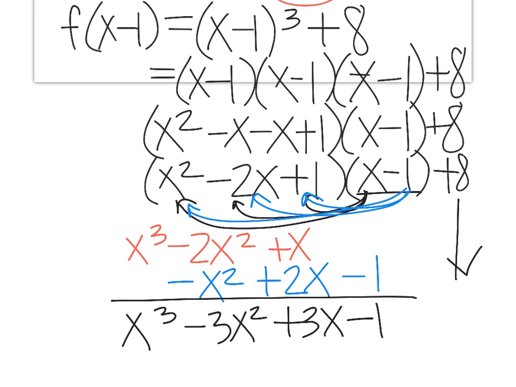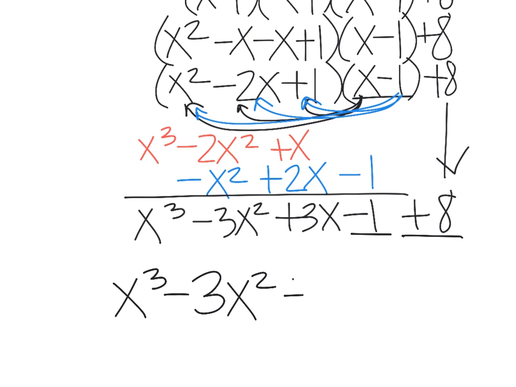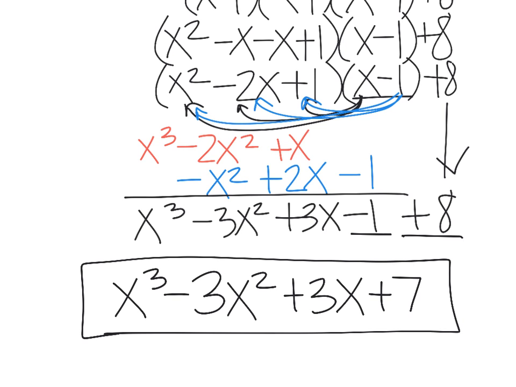And then don't forget to bring down that plus 8. So combining the like terms, the two constants, our final answer is x to the third minus 3x squared plus 3x plus 7. And there is the composition of our function.